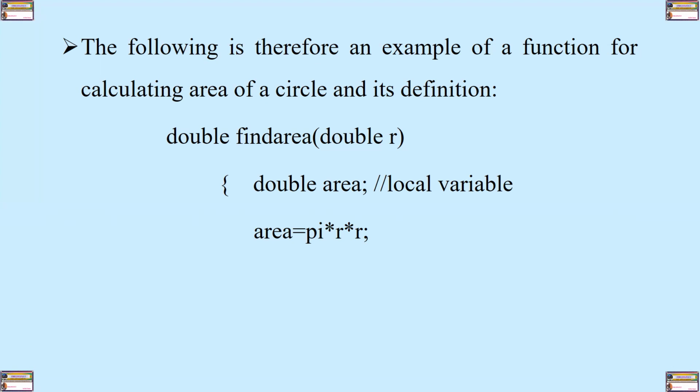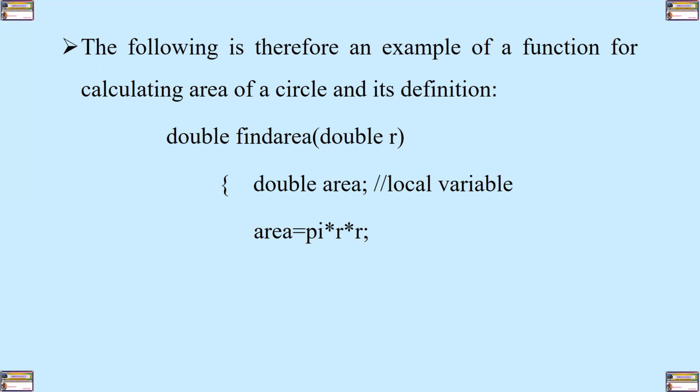Then the next statement is to compute the area. What does this statement do? It picks the value in the memory location called R and multiplies it by itself, and then multiplies the result gotten by the value of the memory location called pi. And then the result will be assigned to the memory location that we have set aside, that is, the local variable called area.